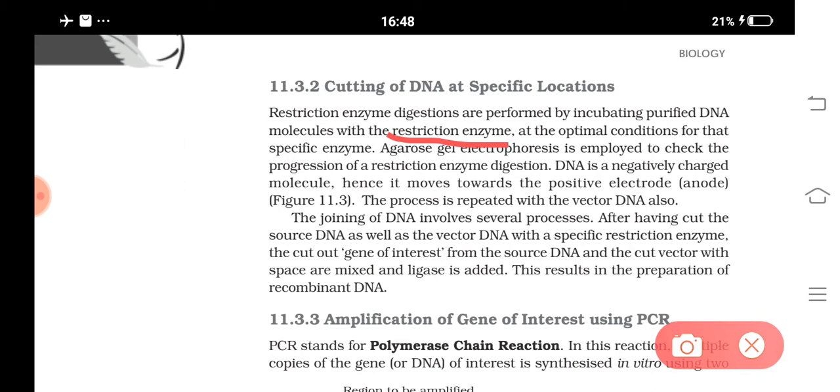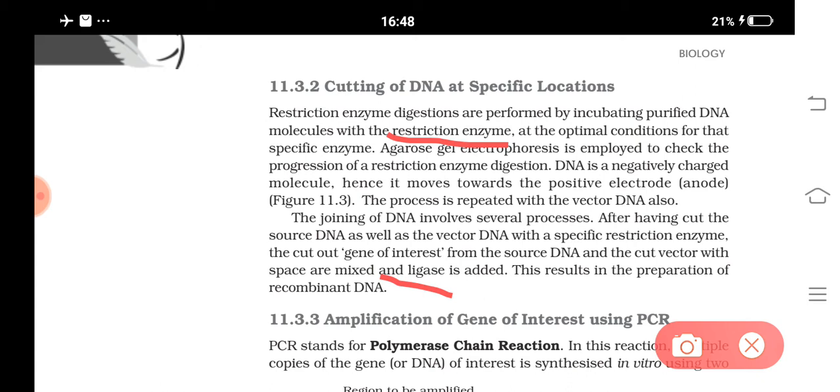So for this, along with the DNA or gene of our interest and the cut vector, we have to add ligase. Do you remember what is ligase? Ligase will help in joining the cut ends of the DNA. So this will help in the process of formation of a recombinant DNA.